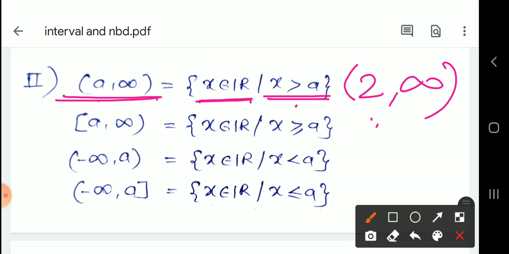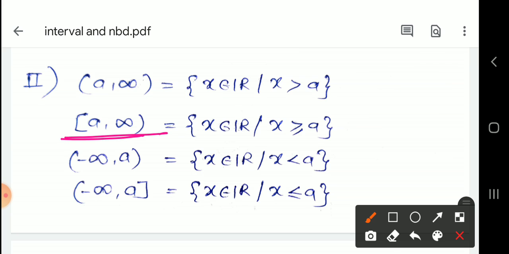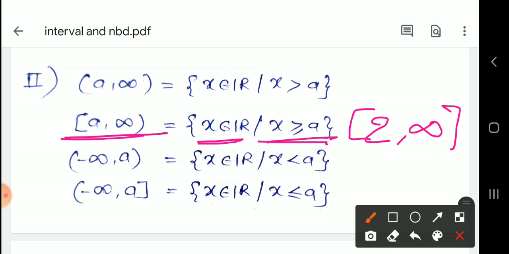Now the closed interval [a, infinity) contains all the elements x belonging to R which are greater than or equal to a. That means, for [2, infinity), all the elements which are greater than or equal to 2. So here 2 is included in the set: 2, 3, 4, 5, 6 and so on up to infinity.